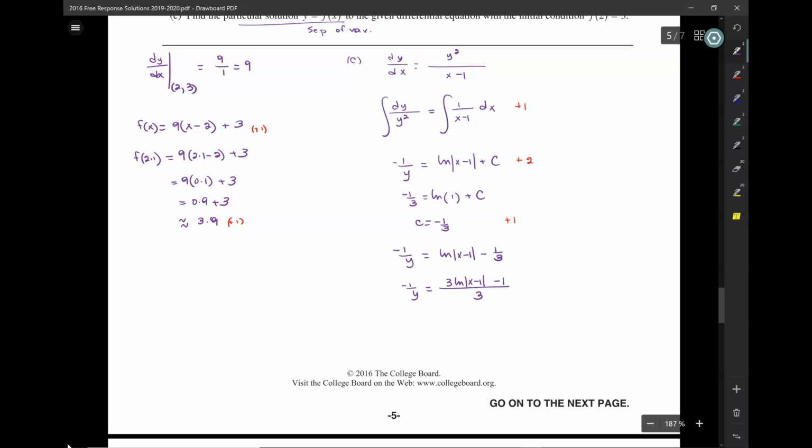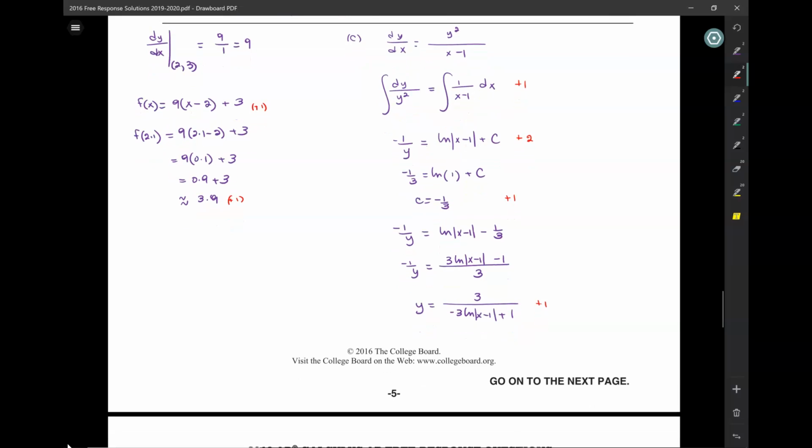Sorry. So now what we're going to do is I'm going to do two things at the same time. Take a reciprocal and make it negative. So y is negative 3 ln x minus 1 plus 1 over 3. No, I didn't switch it. Sorry. 3 over negative 3 ln x minus 1 plus 1. And so you get the last point for that. Can you just put the negative on the top? Yeah. Make it negative? Okay?